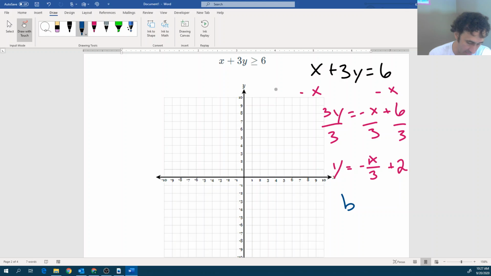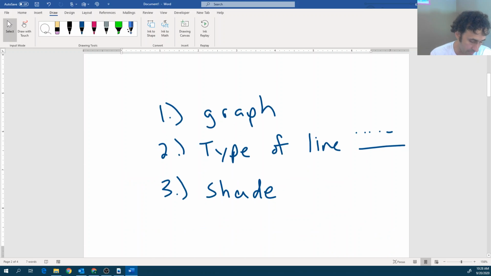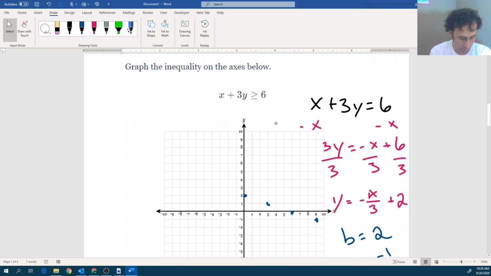We know that b, that y-intercept where we start, is 2. And our slope, in this case, that negative x over 3, that's going to be negative 1 over 3. That's going to be my slope, my rise and my run. So if I was going to graph this line, I'm going to go down 1, right 3. Down 1 to the right 3, down 1 to the right 3. So there we go. We've got the points. We can now make the line.